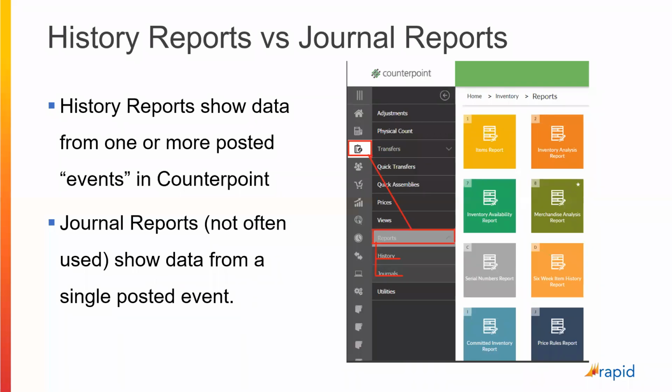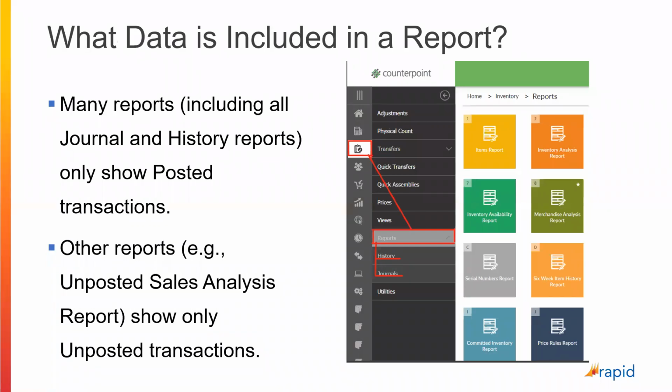You know, they have unique needs at times, but they're not often used. Now, many reports, including journal and history reports, only show posted transactions. So it's good to know when I run this report, this is what I'm looking at. There are other reports, for example, in your point of sale section, there's a report called Unposted Sales Analysis Report. That would show all the sales for today that didn't get posted because you haven't posted your drawer yet. Just knowing that the information you're showing is including posted or non-posted will help you understand why your data is presenting the way it is.